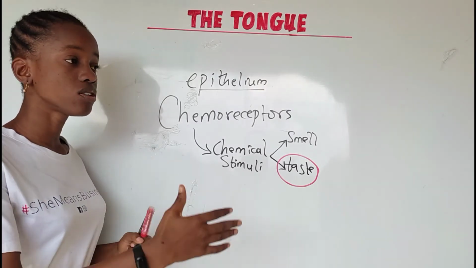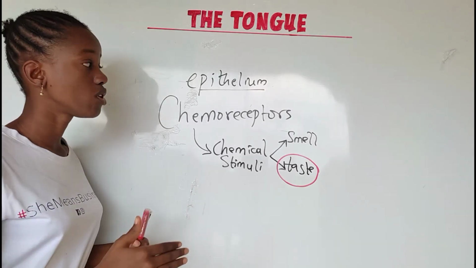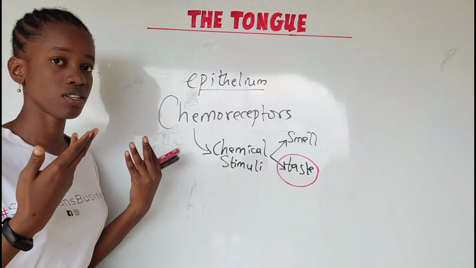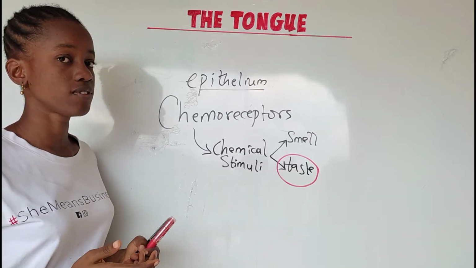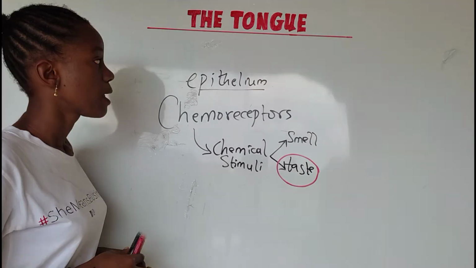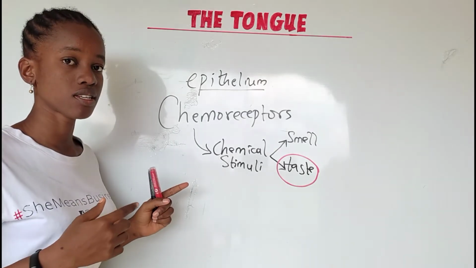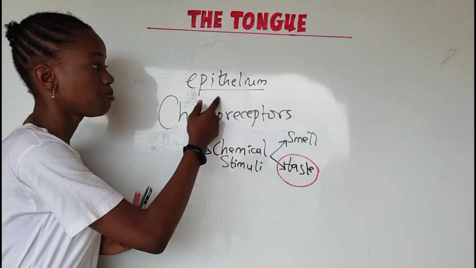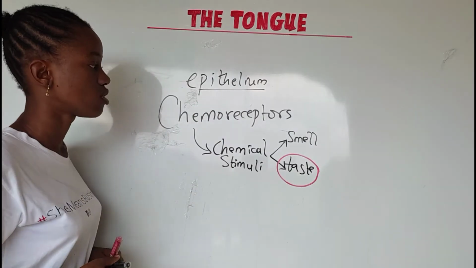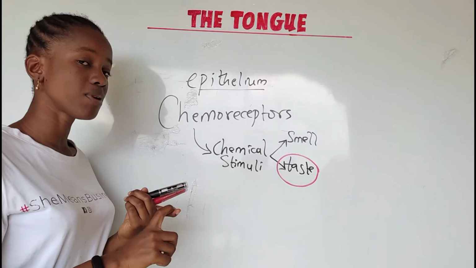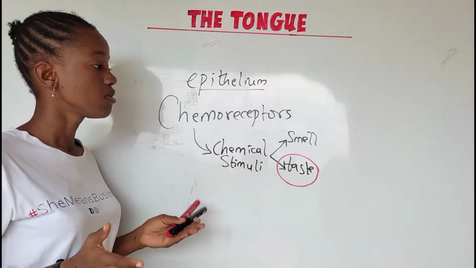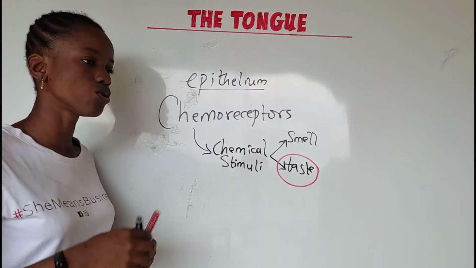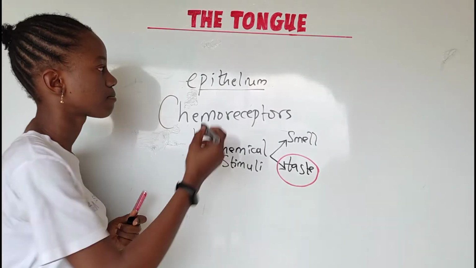There are also other parts of the body where epithelium covers the outer surface, like the alimentary canal, which is involved in the digestive system. The epithelium is the outermost covering. Chemoreceptors for taste can also be found in the epithelium at the back of the mouth and also on the soft palate.